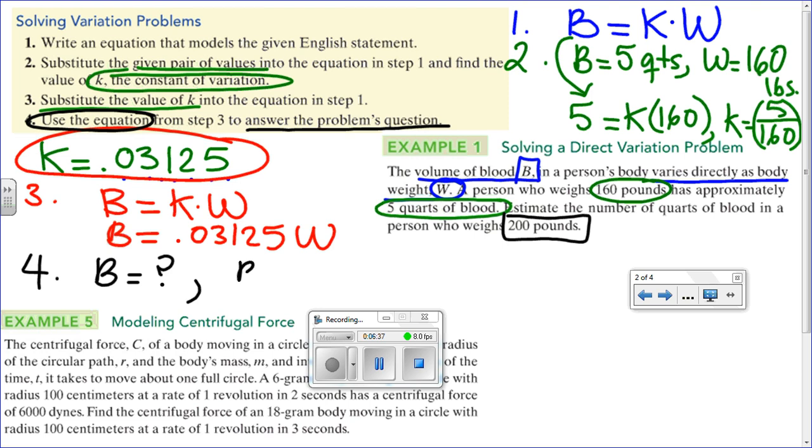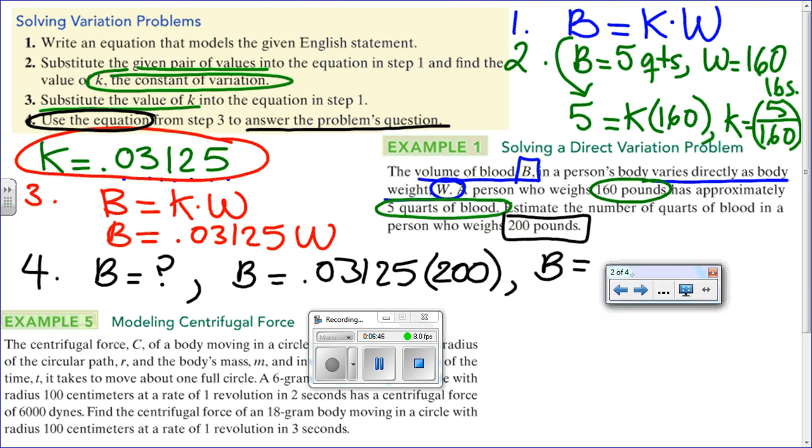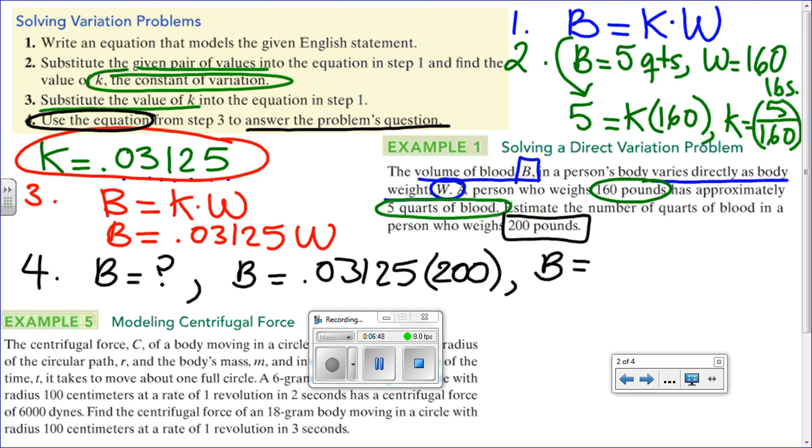We use the model. B equals 0.03125 times 200. And could you do this one? Andrew? Oh, got it. 6.25. 6.25 quarts of blood. All right, sample 5, we'll come back to it at the end. We have time.